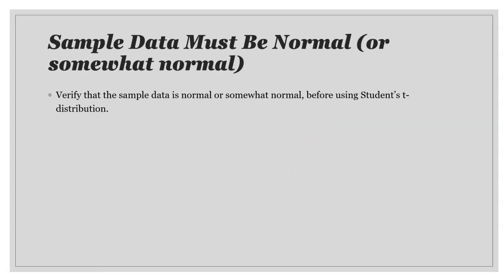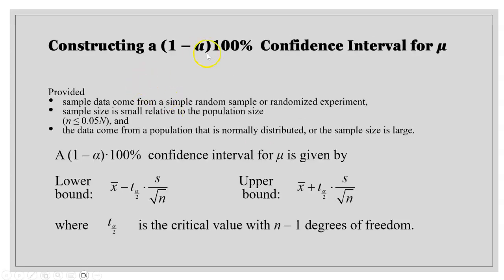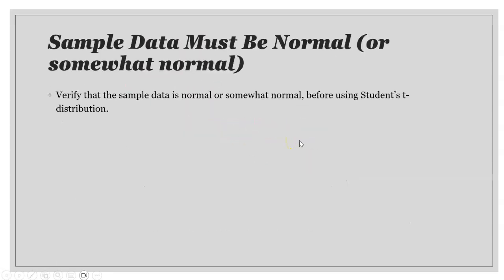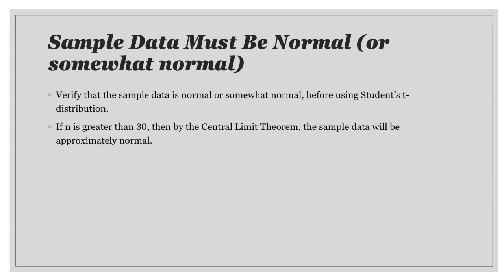Now there's something else that has to be met before. Not only do those three criteria formally discussed have to be met, but we also have to verify that our sample data is normal or somewhat normal. This is really the third one here. The data have to come from a population that is normally distributed. So we have to also verify that our sample data is normal before we can use the student's t-distribution.